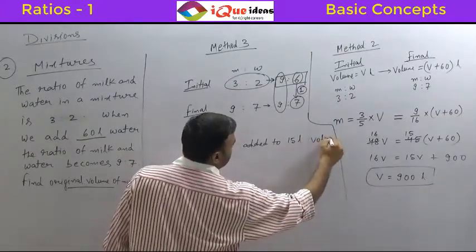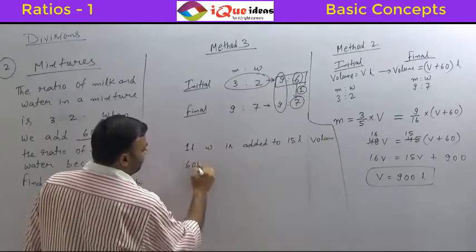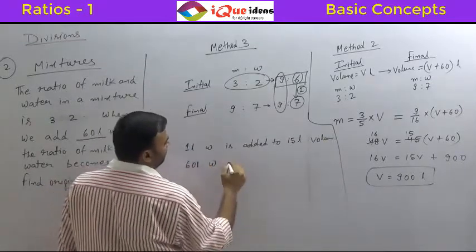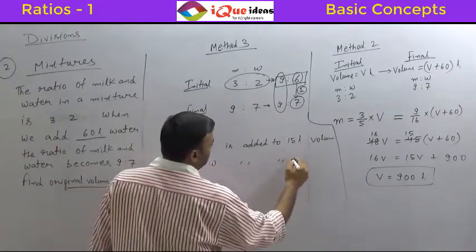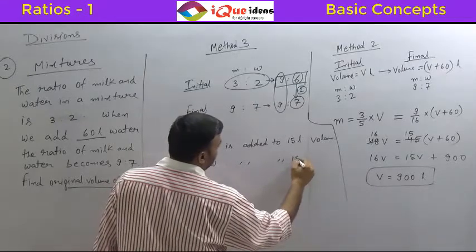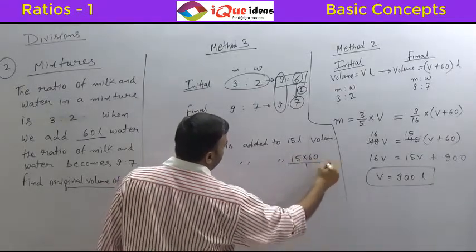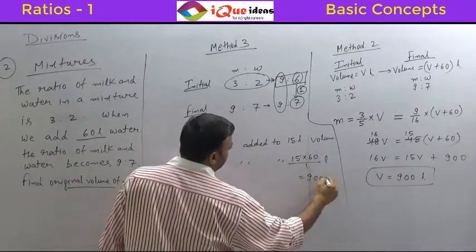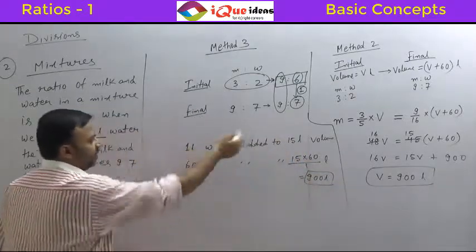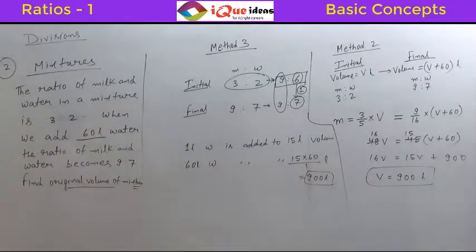Okay. So if we have added 60 liter water, what will be the volume? So we know the unitary method, that will become 15 into 60 by 1, which is 900 liters. Or even we don't need to do this, 1 liter for 15, so 60 liter for 15 into 60, that is 900 liters. I'll repeat once more.